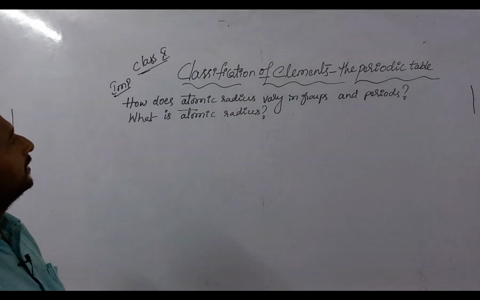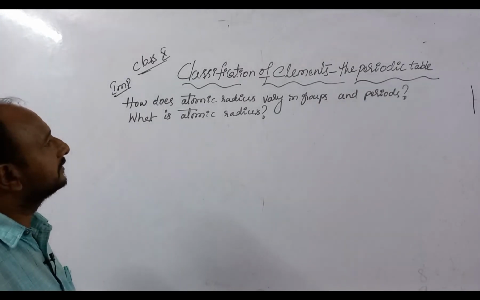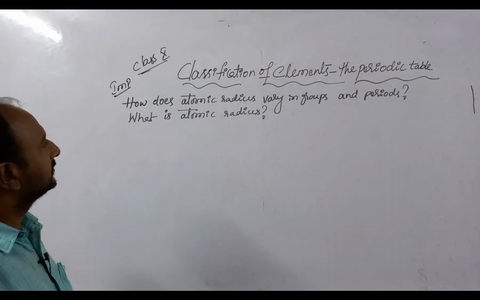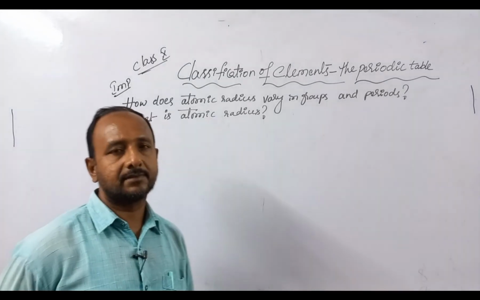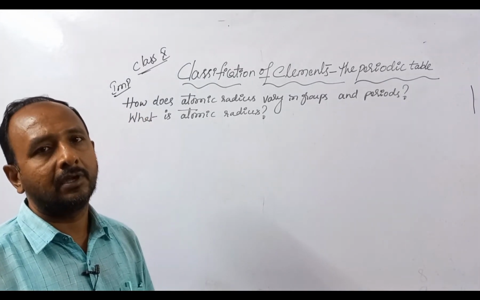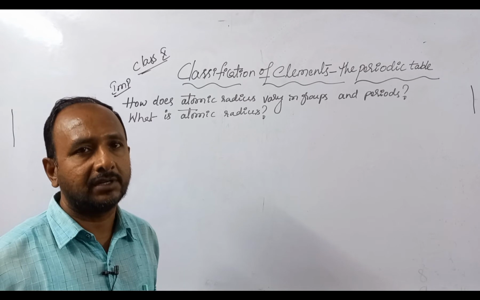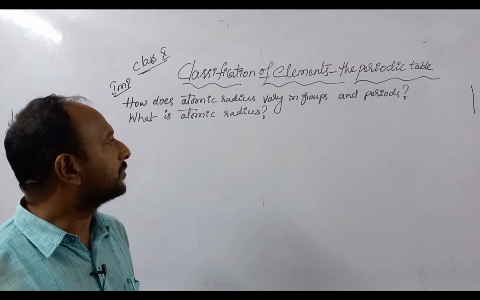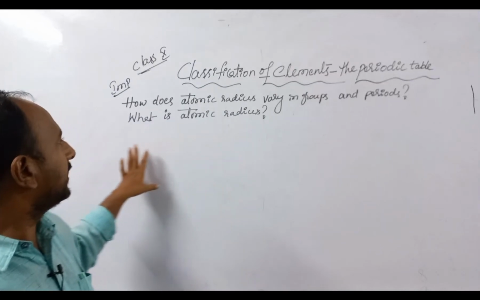Classification of elements, the periodic table, 10th class physical science, a chemistry chapter. Important topic for 4 marks. How does atomic radius vary in groups and periods in the modern periodic table, and what is atomic radius? Important topic for 4 marks. Variation of characteristic properties of some elements in groups and periods.